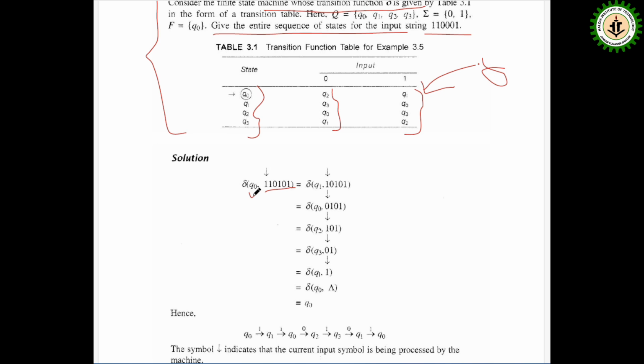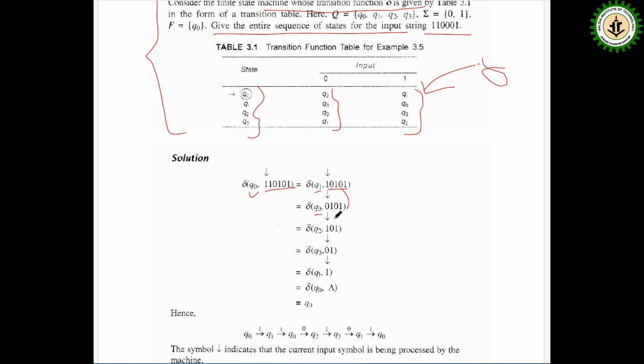The state is Q0 and 1 is the input character. From the table, we can see that if the state is Q0 and input 1 is given, the next state will be Q1. So the next state becomes Q1, with the remaining characters of x being 10101. Now we read the second character, that is the second 1. From the table, if the present state is Q1 and input 1 is given, the next state will be Q0. So the next state becomes Q0, and the remaining input is 0101.